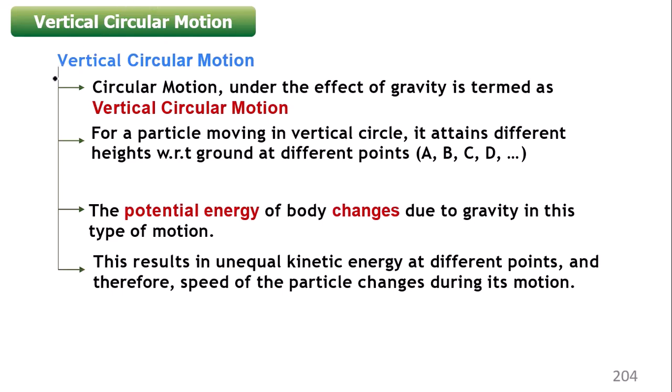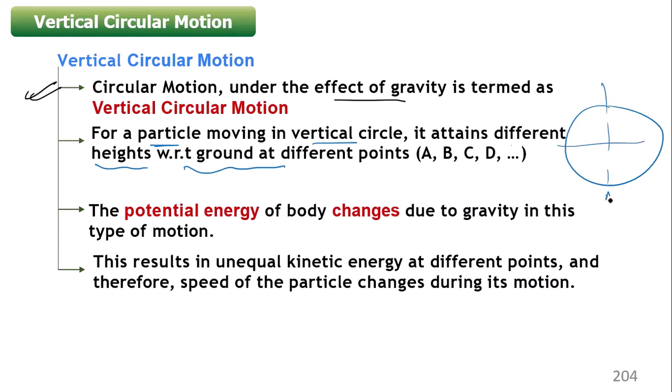So for vertical circular motion, the effect of gravity has to be considered. Whenever we consider the effect of gravity in a circular motion, that particular circular motion is known as the vertical circle. For a particle moving in a vertical circle, it attains different heights with respect to the ground at different points. Let us say this is point A, this is point B, this is point C. At different points, the particle is located at different heights from the ground. So the potential energy at different points is different, and the potential energy of the body changes due to gravity in this type of motion.